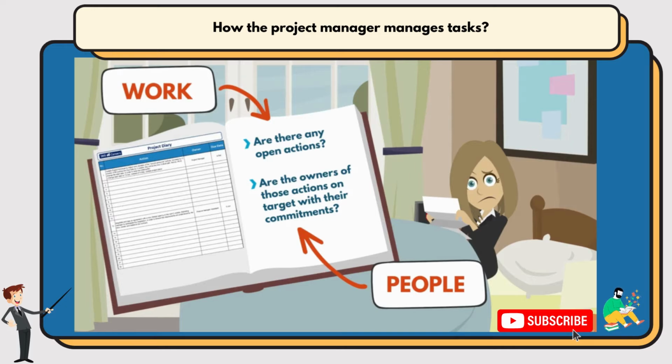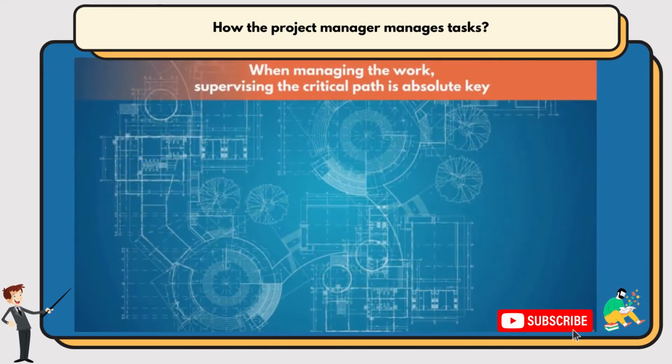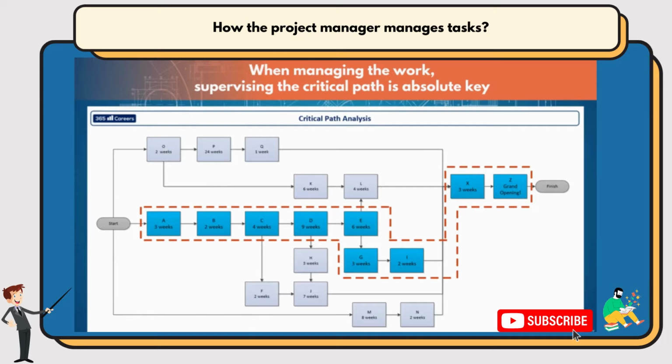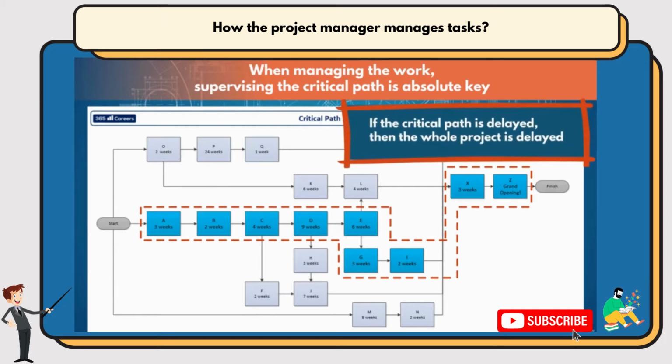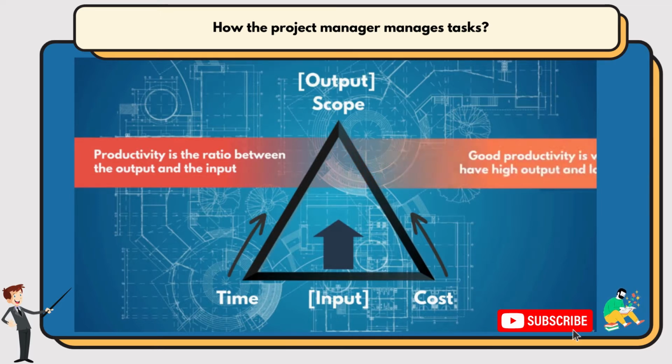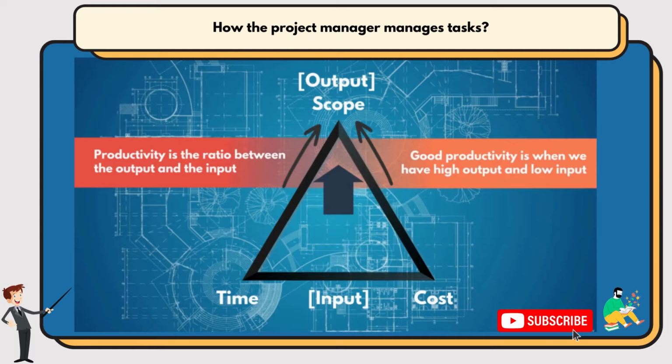Okay, when considering managing the work, supervising the critical path is absolutely key, and the project manager must ensure high productivity on these activities. Remember, if the critical path is delayed, then the whole project is delayed. Productivity is the ratio between the input and the output, right? In the project management world, that's the scope and the resources respectively. So, good productivity is when we have high output and low input.